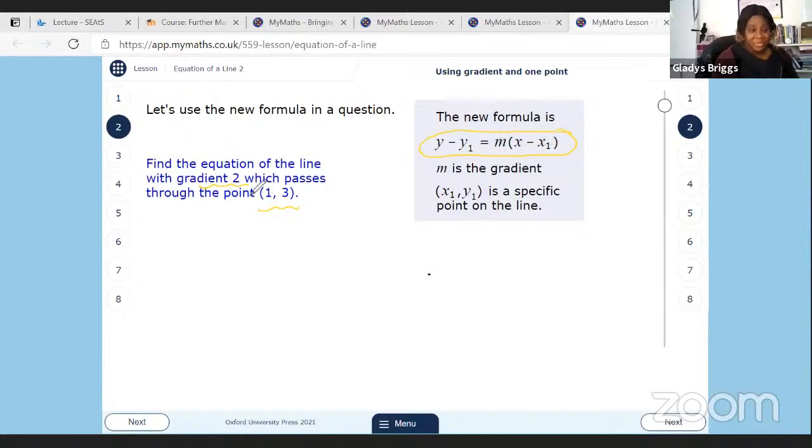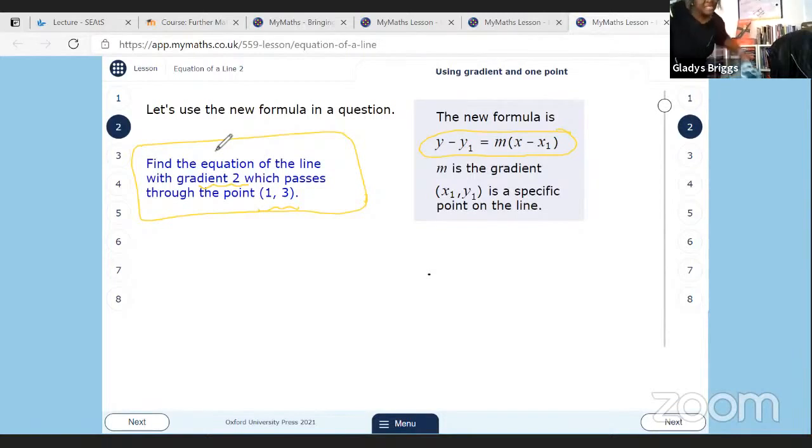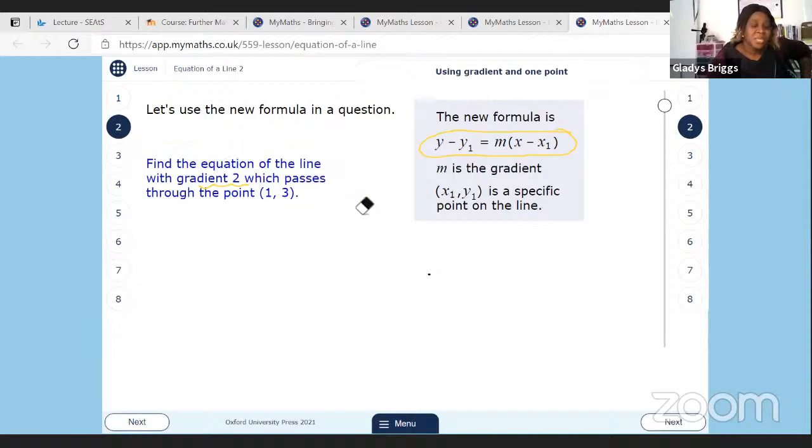If we have a question, you want to write that question down for me in your book. If we have that question that says find the equation of the line with gradient 2, which passes through the points 1, 3, you can use this formula. By rearranging, you can have this new formula that you can use to solve a problem of finding the equation when you have a point and the gradient.